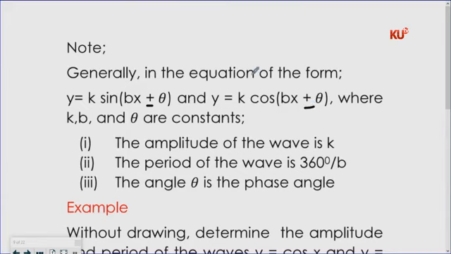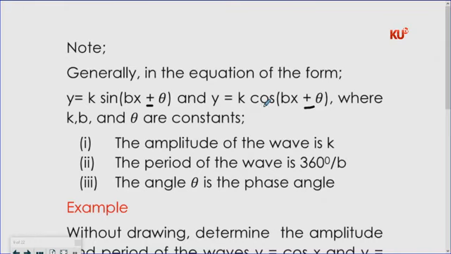If you have such functions, they must have sine and cos. Here we are not looking at tan. They must have sine or cos. So for you to get the amplitude, it is the coefficient of sine or the coefficient of cos, which is k. That is how you get the amplitude. You just look at the coefficient, the number that is coming before sine or cos.